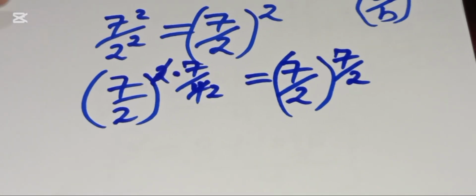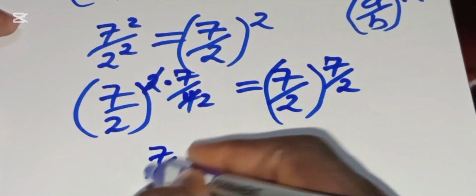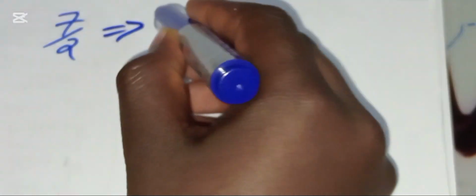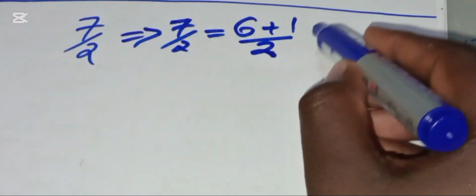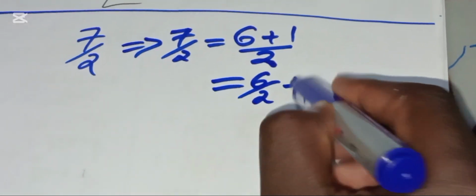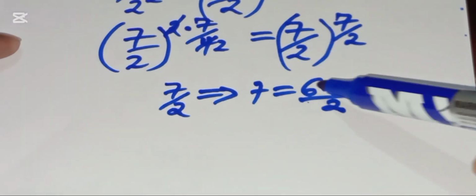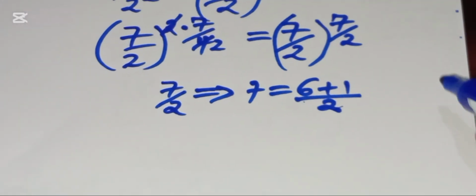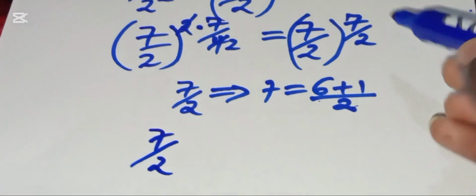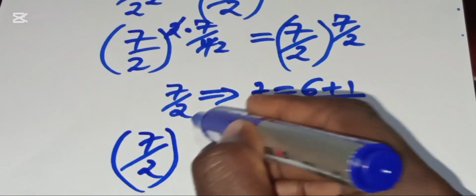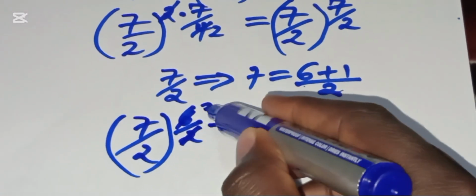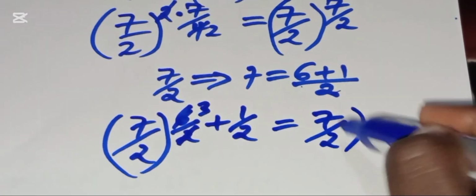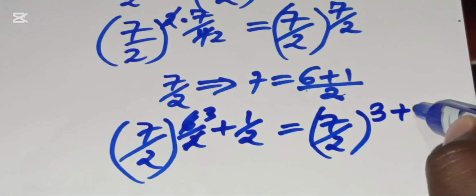Now from what we have here, 7 over 2 can be expressed as 6 plus 1 divided by 2. This is the same thing as 6 over 2 plus a half. So we're going to have 7 over 2 raised to power 6 divided by 2 plus a half. Let's simplify here, so that now we are going to have 7 over 2 raised to power 3 plus a half.